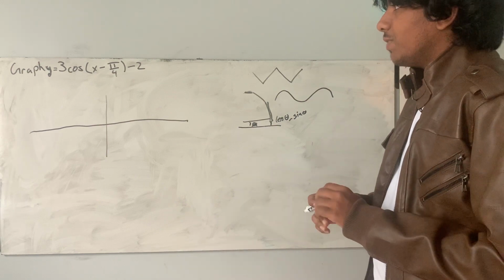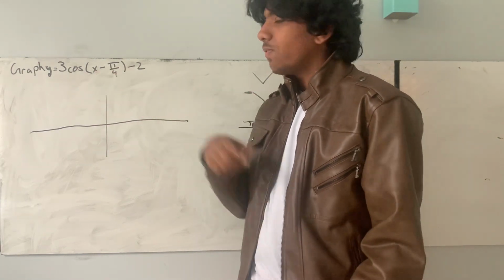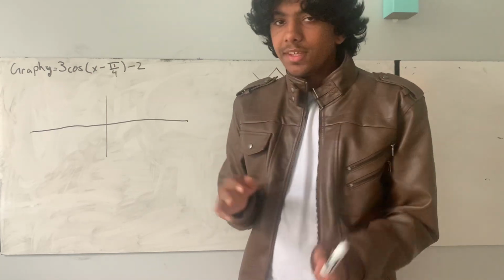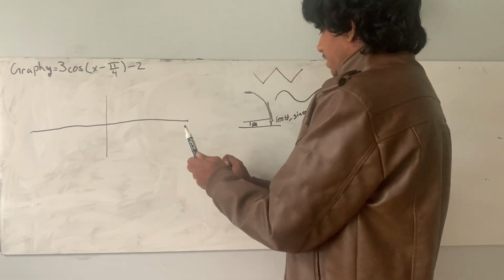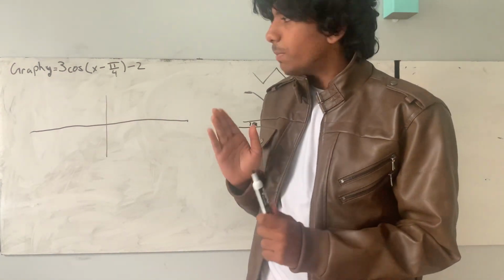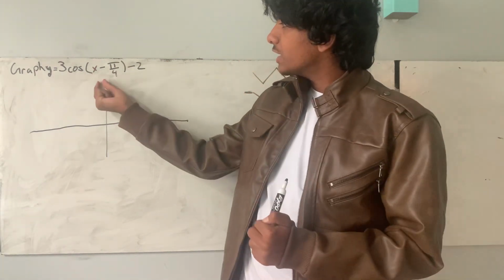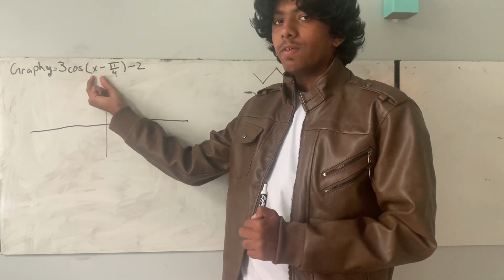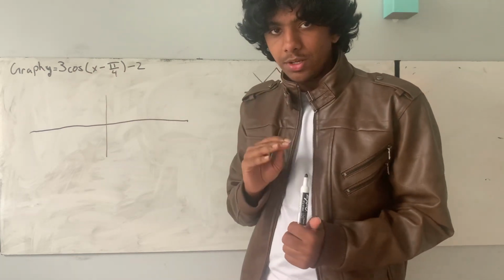So let's graph it. One more thing we need to take into account now is this minus pi over 4, and all that's going to do is shift it to the right. It's going to shift it this way because the new starting point, which is usually 0, is going to be pi over 4. When I put a pi over 4 in, pi over 4 minus pi over 4 is 0. Cosine of 0 is your starting point.